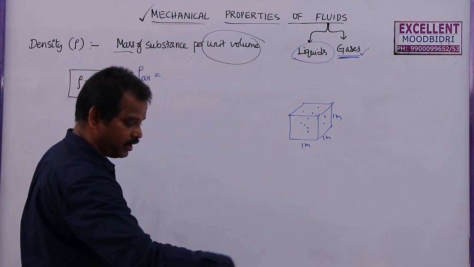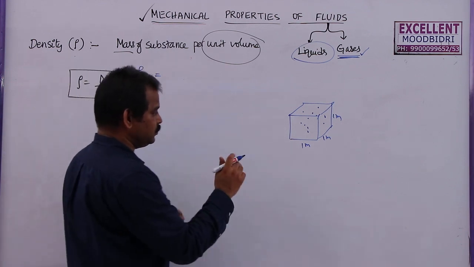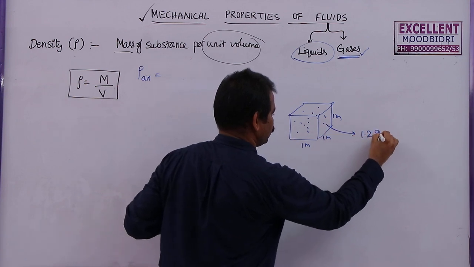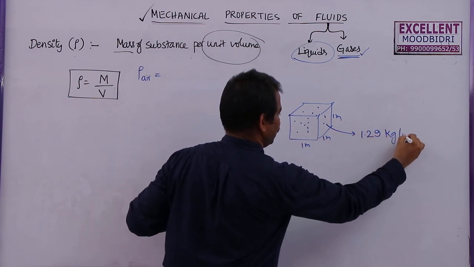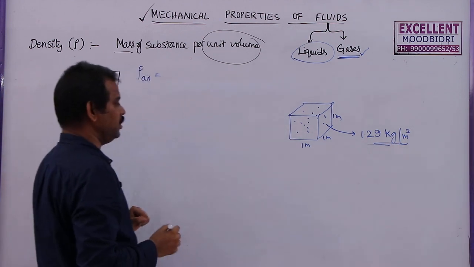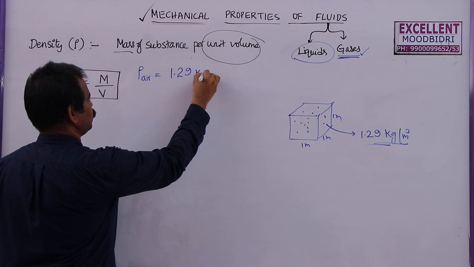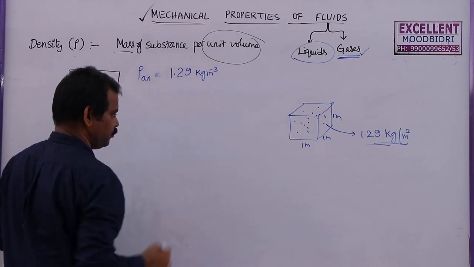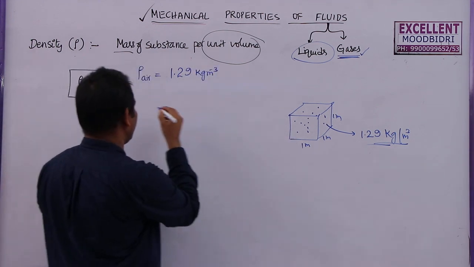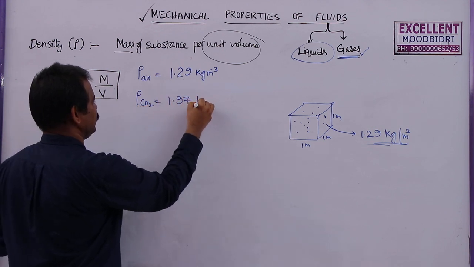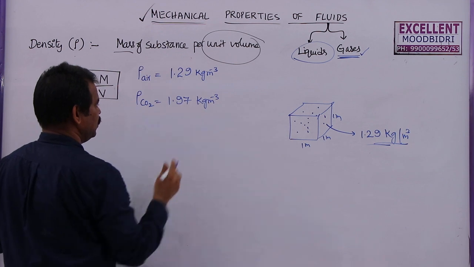And if you fill this entire tank with air, it is found that the air has a mass equal to 1.29 kg per meter cube. So this is called the density of air. So the density of air is given as 1.29 kg per meter cube. Suppose it is CO2 gas, the density of CO2 is around 1.97 kg per meter cube.